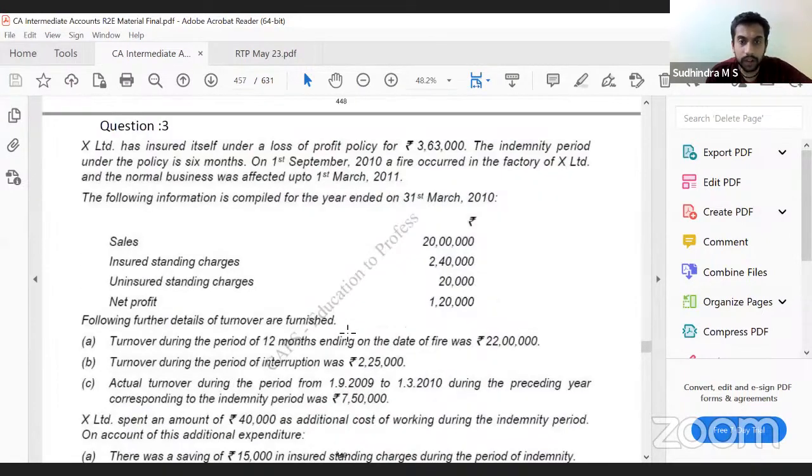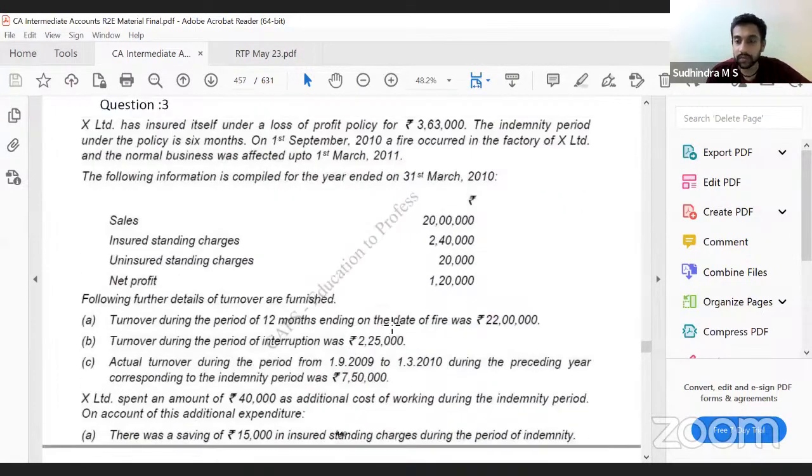Next, we'll look into one loss of profit policy question. X Limited has insured itself under a loss of profit policy for 3,63,000. Indemnity period under the policy is 6 months. On 1st of September 2010, fire occurred in the factory of X Limited and the normal business was affected up to 1st of March 2011. Following information is compiled for the year ended 31st of March 2010: sales 20 lakh, insured standing charges 2,40,000, uninsured standing charges 20,000, net profit 1,20,000.